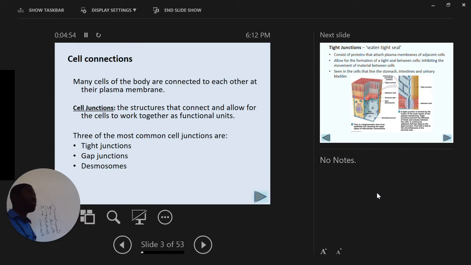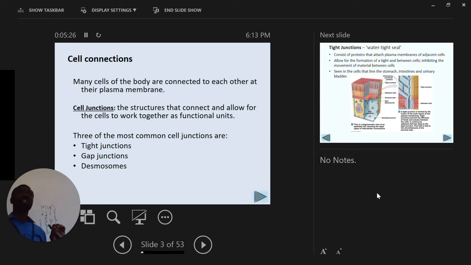Now, tissues are made up of cells, right? So if tissues are made up of cells, there is a way that cells connect together to form tissues, right? All right, so the things that connect cells together to form tissues, we call them cell junctions. Now, those cell junctions, there are 3 of them. We have the tight junction, we have the gap junction, and the desmosomes.